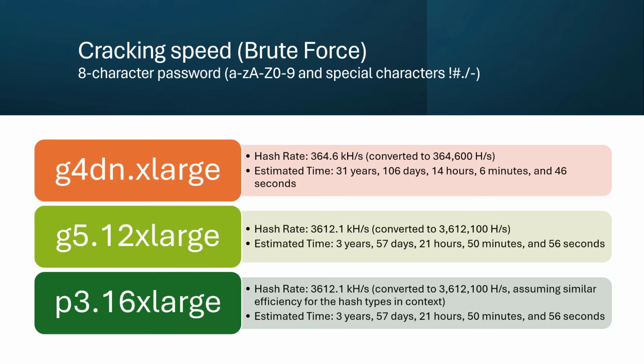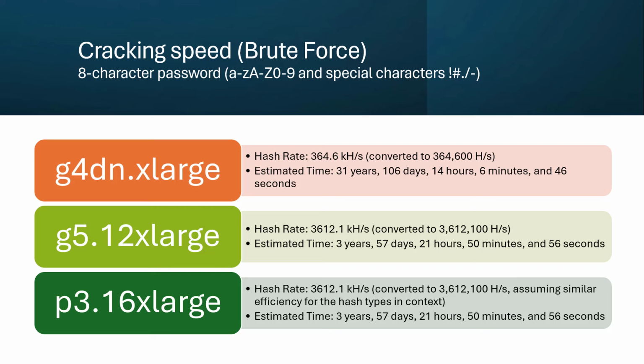In this particular slide, I'm going to talk from the brute force perspective. So we are brute forcing directly. We have no password, we have no word list. This is just generating the passwords from a brute force perspective. The rough estimate is that with the G4DN large, we get 364,600 hashes per second. Now that is of course many hashes per second. Even if you go up to the P3 16X large, you get 3.6 million hashes per second, and that is extremely many passwords.